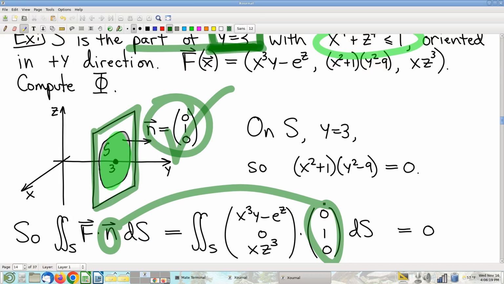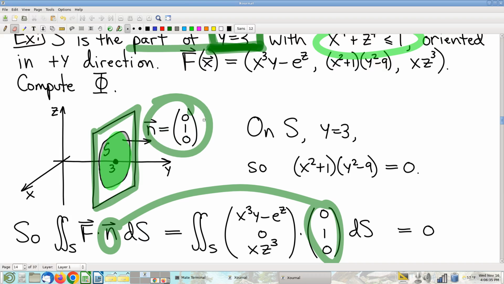In some sense, two-thirds of the terms in the dot product I just instantly made go away because they're being multiplied by 0. Everybody see what happened? It's already pretty cool.